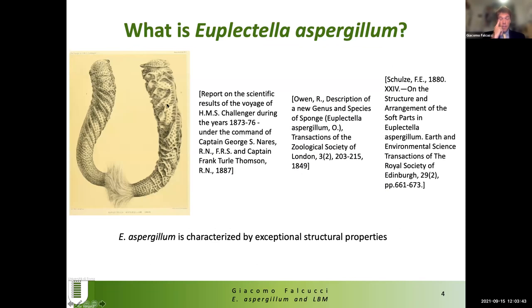We started asking ourselves what the fluid dynamic performance of this beautiful organism is, because it has been widely studied since its discovery at the end of the 19th century. We dealt with the original articles from the late 19th century, and it was very beautiful to read about the discovery of this deep sea sponge, which is characterized by exceptional structural properties. Its skeleton is made of silica, so it should be as brittle and fragile as glass. But this sponge exhibits structural performance that has attracted the attention of scientists and engineers since its discovery.